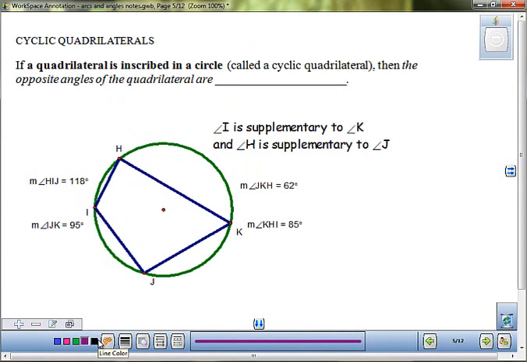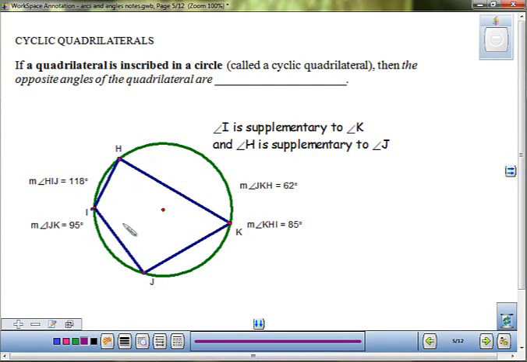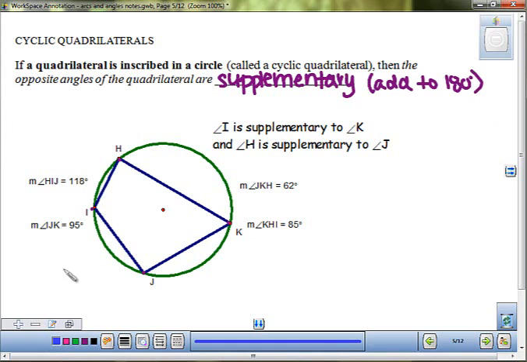Cyclic quadrilaterals are quadrilaterals inscribed in a circle. That means all four vertices are on the circle. So here you have I, H, K, and J all on this circle. When that happens, the opposite angles of the quadrilateral are supplementary. Hopefully you remember your vocab and you know that supplementary means they add to 180 degrees.